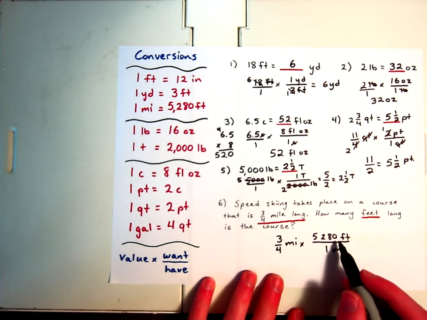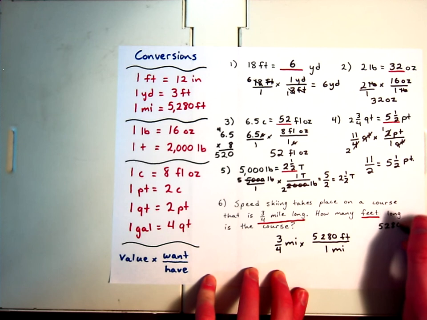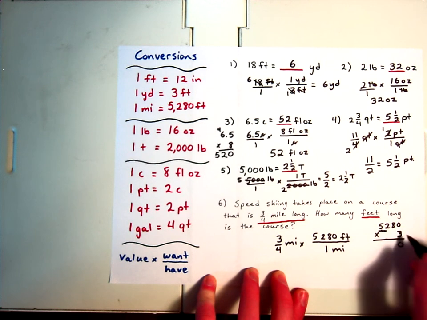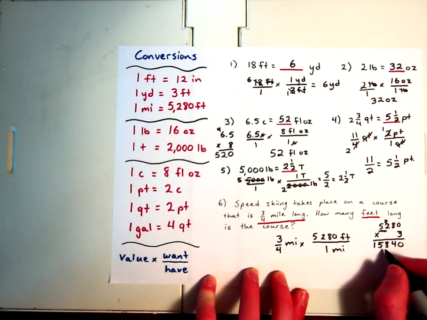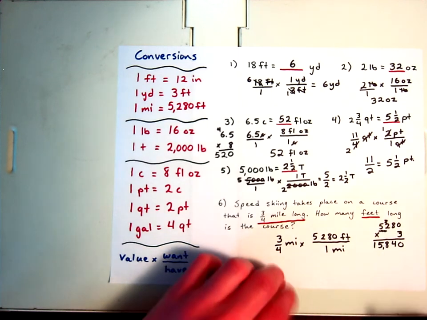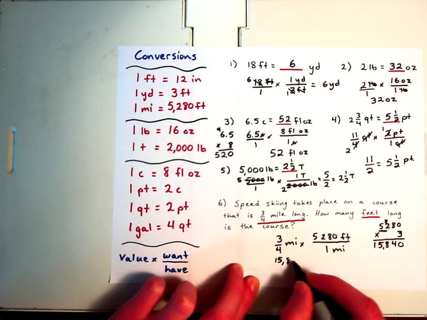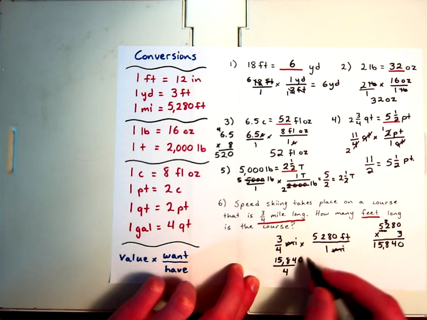So 3 times 5,280 feet. Let's do that off to the side. 5,280 feet multiplied by 3. 3 times 0 is 0. 3 times 8 is 24. Carry the 2. 3 times 2 is 6. Add 2. That's 8. 3 times 5 is 15. All right. So we have 15,840 over, well, 4 times 1 is 4. Miles canceled out, so it should be feet.